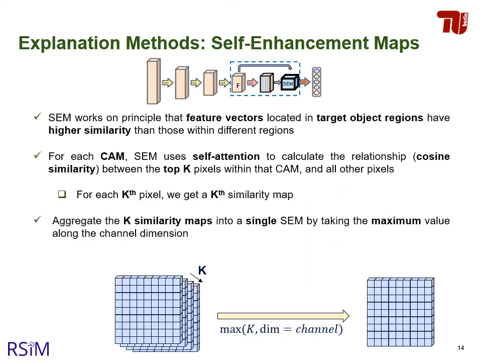So in practice, we would set K to a value higher than 1, ending up with K similarity maps for a single class. And we would then want to aggregate them into one final output for that class, which we would do by using the maximum function across the channel dimension.